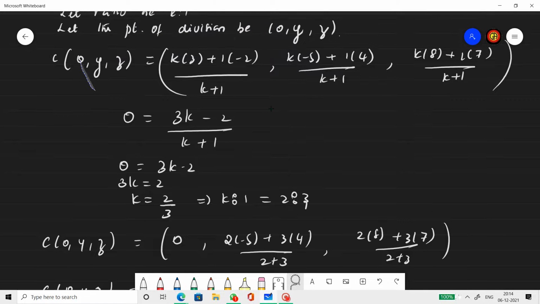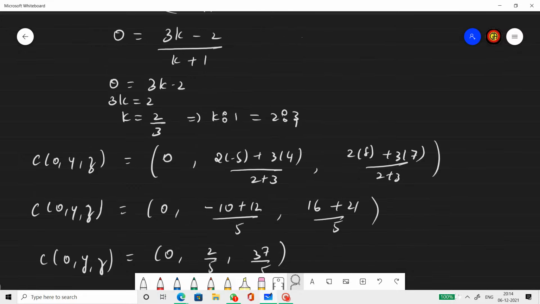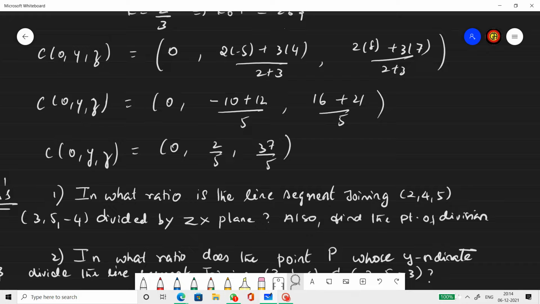So better equate the x coordinate to this because x coordinate is 0. So equating 0 to 3k minus 2 by k plus 1, we get the ratio as 2 is to 3. The question doesn't end there. They also want us to find the coordinate of the division. So x coordinate is already 0. Y and z we need to find. So substitute 2 and 3 here and here. So with this, we find C's coordinate as 0, 2 by 5, 37 by 5.